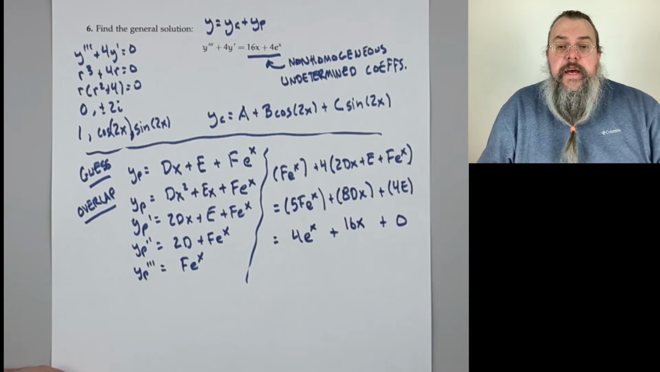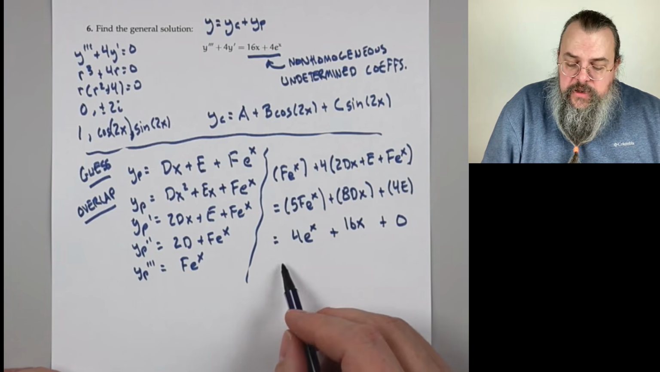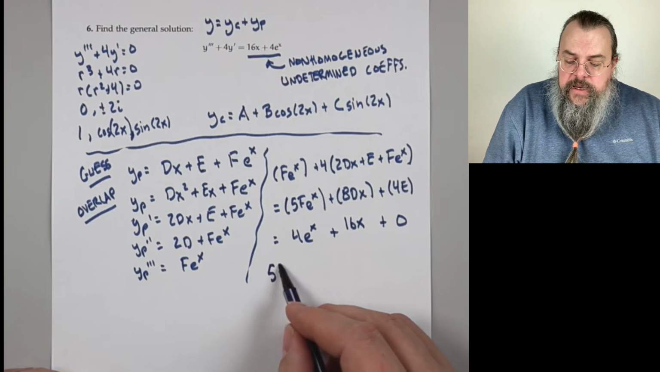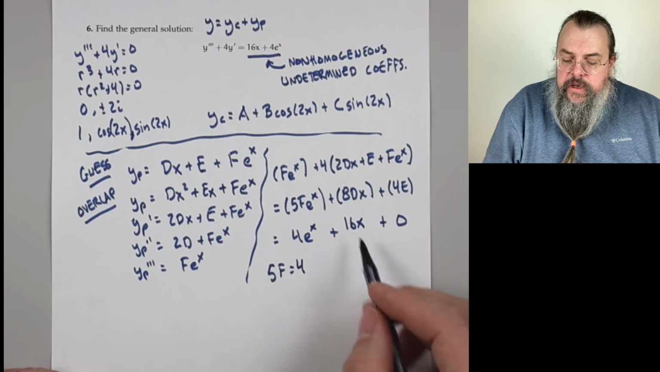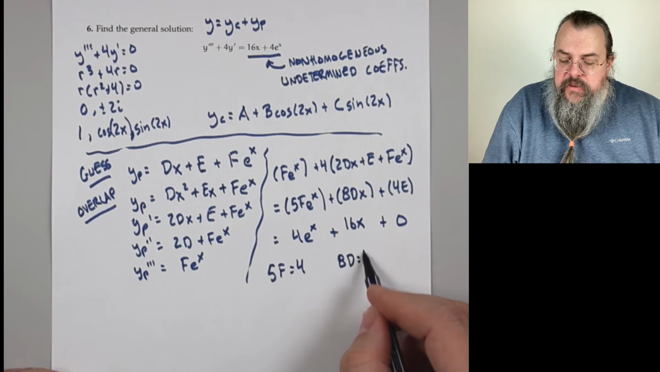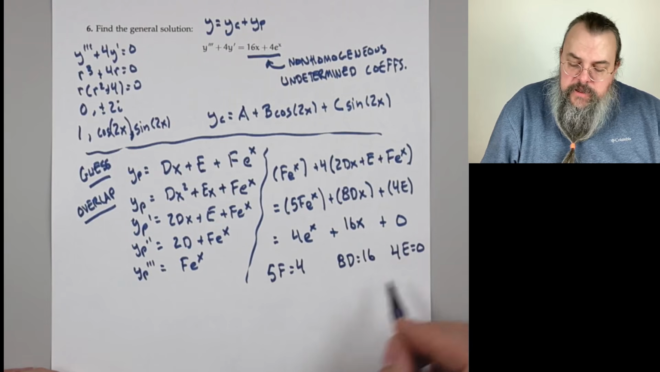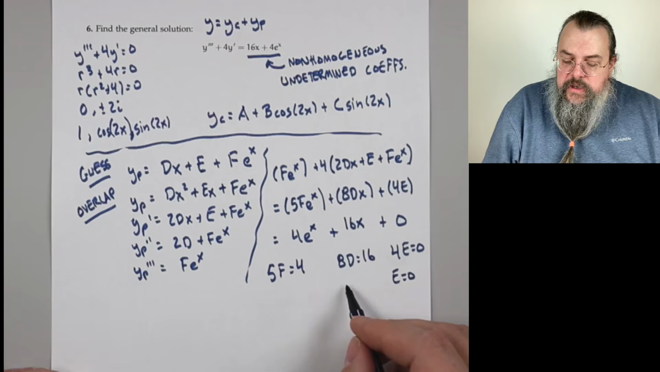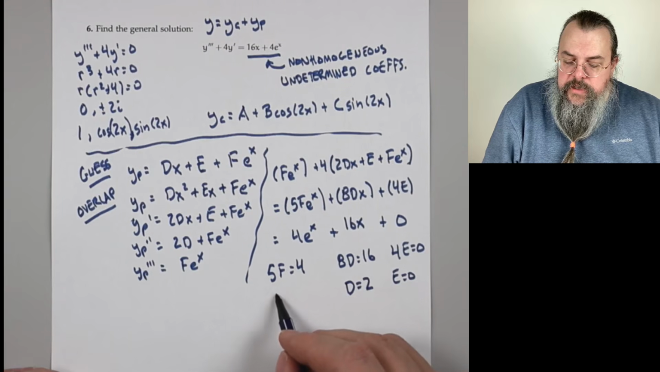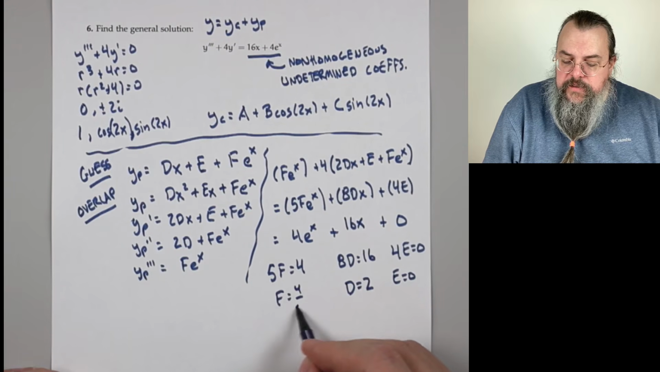And we do our matching. So we get to the conclusion that 5 times f has to equal 4, 8 times d has to be 16, and 4 times e has to equal 0. Well, that helps us solve. e should be 0, d is 2, and f is 4/5.